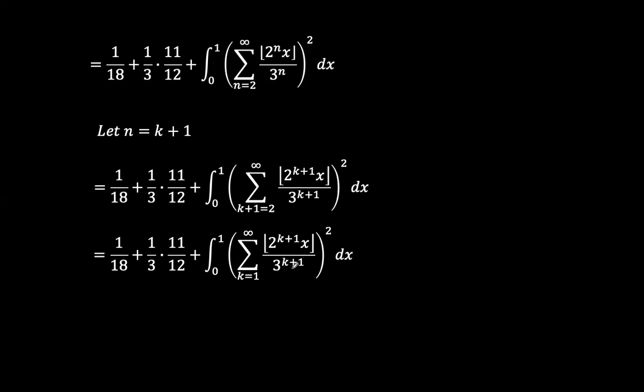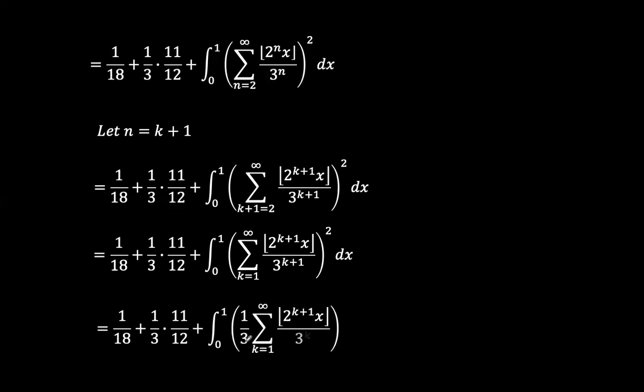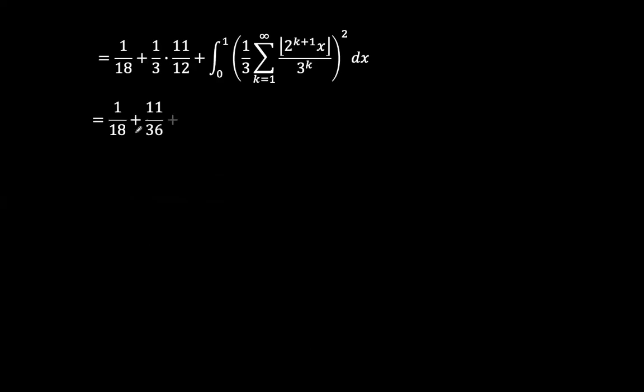However, the constants here change appropriately. So we have 3 to the power k plus 1, and here we have 2 to the power k plus 1. So the denominator here is easy to handle because we can pull 3 out, and we are left with 3 to the power k. But whatever is inside the floor function becomes a little bit hard. So this becomes 1 over 18 plus 11 over 36 plus, pulling 9 out of the square, 1 over 9 times the integral from x equals 0 to 1 of the square of the summation from k equals 1 to infinity of the floor function of 2 to the power k plus 1 times x, over 3 to the power k.